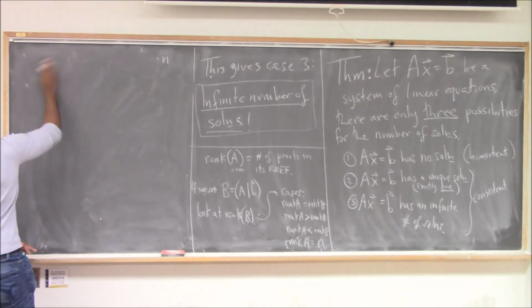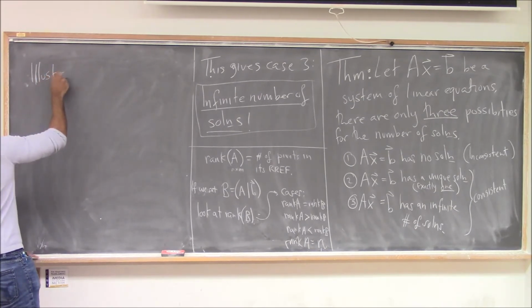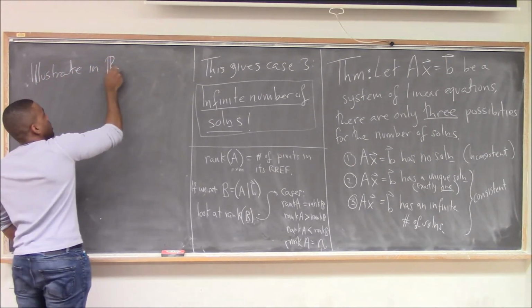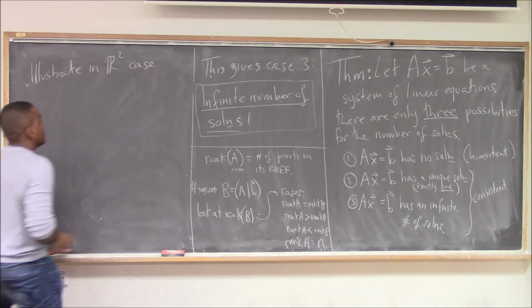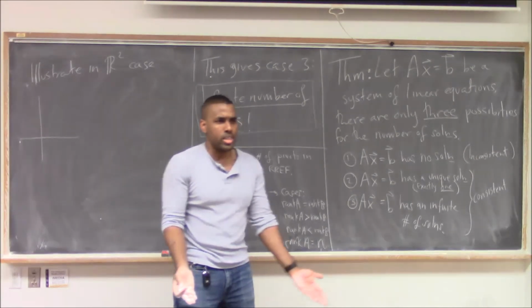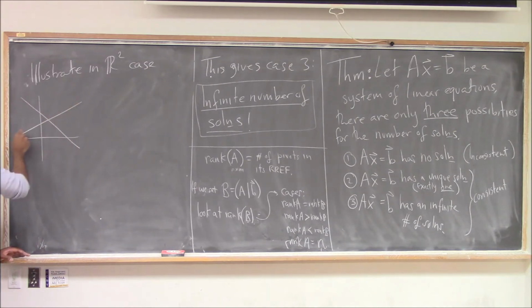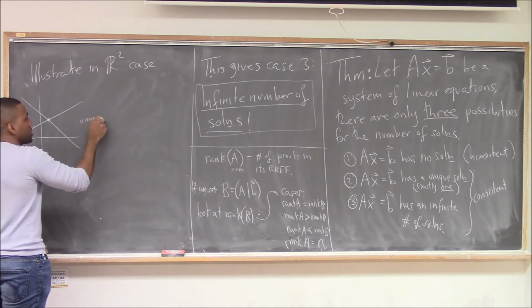Right, so to illustrate, in the R2 case, solving a system comes down to finding the intersection of 2 straight lines. Say something x plus something y equals a constant and something x plus something y equals a constant, and I want to find the solution to that system, you're just looking for intersections. So you can have a line and another line, and they only cross paths once. This is the unique solution case.